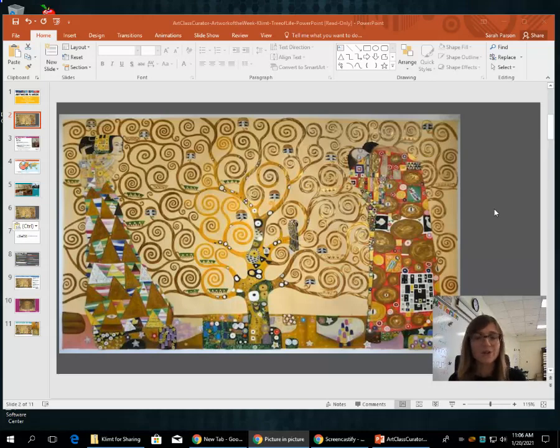Klimt's paintings were often inspired by life's most important questions, and Tree of Life is no exception. The Tree of Life is filled with symbols of life and death. The numerous eyes symbolize the eyes of wisdom. The swirling tree branches represent life's journey, and the blackbird reminds us that everything has a beginning and an end.